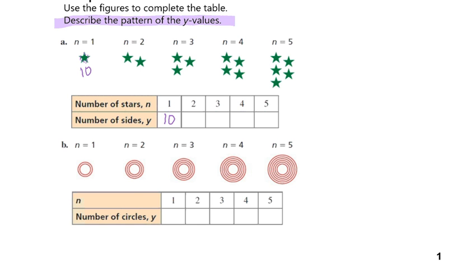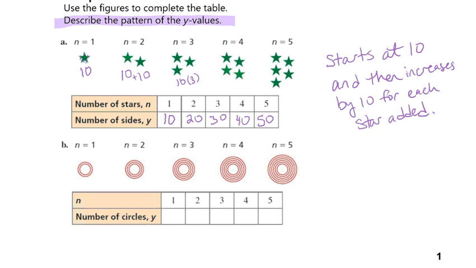When we go to our second term, we see that there are 2 stars, so each one gets 10 sides, giving us 20 sides. When we move to our third term, we can take the 3 stars and times them by 10, giving us 30 sides. And then the fourth term has 4 stars and gives us 40 sides. Our fifth term has 5 stars, which each have 10 sides, giving us 50 sides. So here, we could say that our pattern starts at 10 and then it increases by 10 for each star added, or for each term we're adding 10 more.